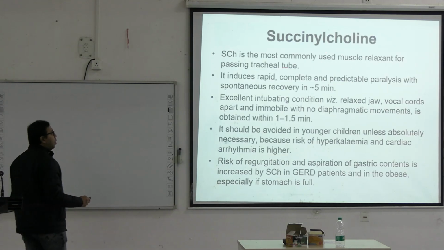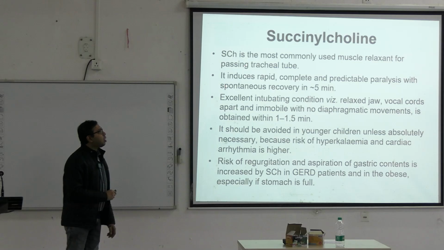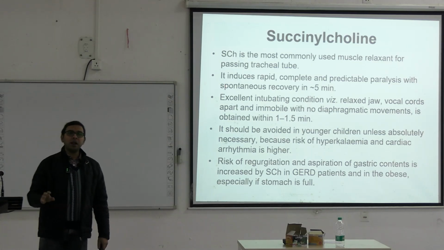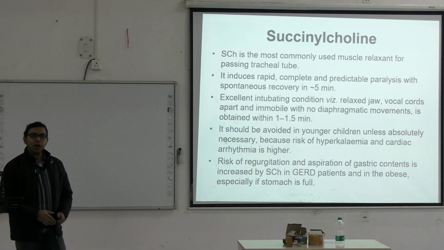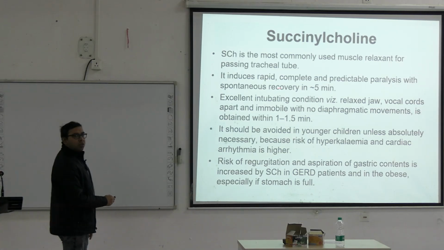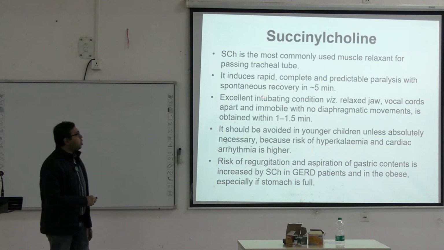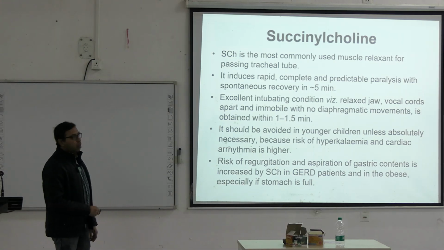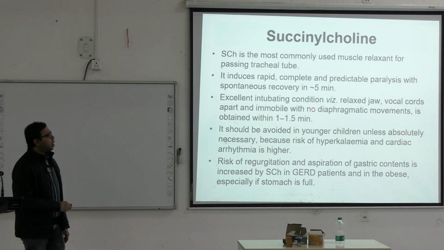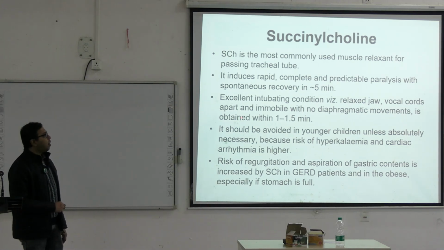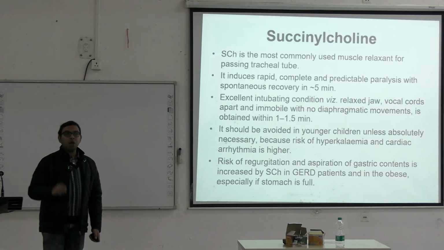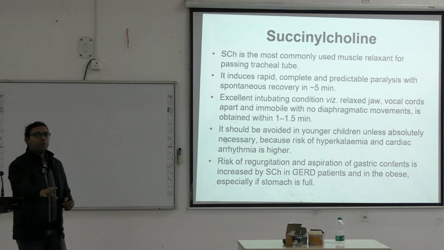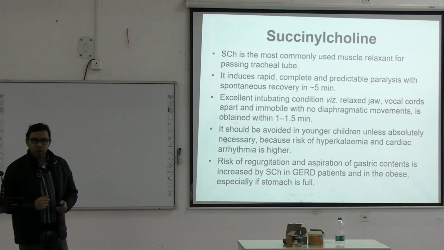Succinylcholine is the most commonly used muscle relaxant for passing the tracheal tube. For endotracheal tube insertion, usually succinylcholine or, among the competitive agents, vecuronium can be used. It induces rapid, complete and predictable paralysis with a spontaneous recovery in approximately 5 minutes. Excellent intubating conditions like relaxed jaw, vocal cords apart, immobile with no diaphragmatic movements are obtained within 1 to 1.5 minutes. For example, when a patient comes with a road traffic accident, the patient is in shock, and we have to intubate immediately, we give the succinylcholine injection.